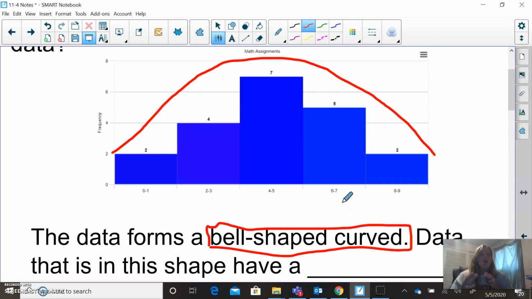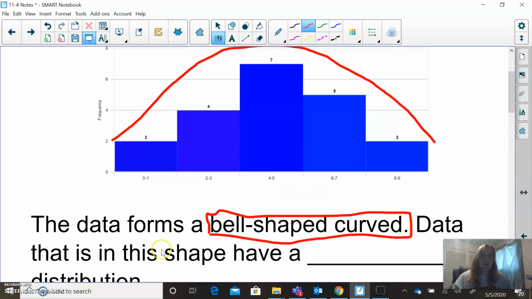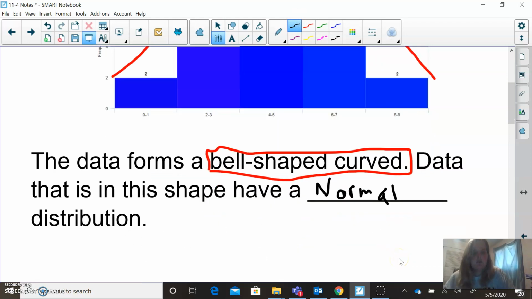Okay? So, the data that is in this shape is called a normal distribution. Okay? Normal distribution. And again, I want to very much emphasize this is a normal distribution.